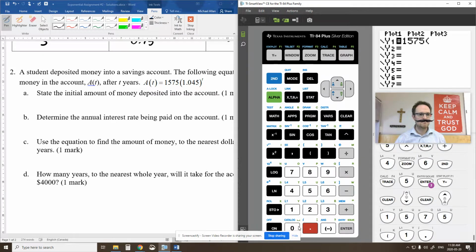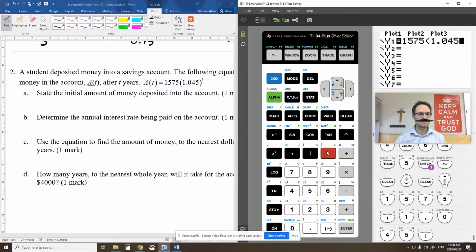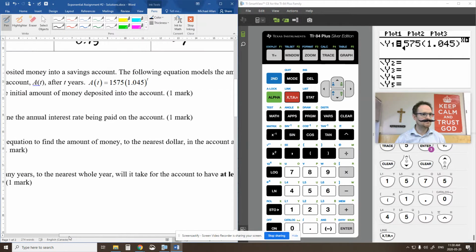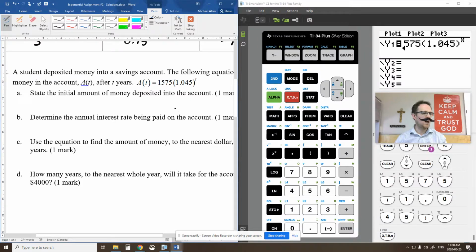And the money is increasing by a specific amount each t interval. Okay, so I'm assuming the t interval is time, years, t is in years. Okay, so the initial amount of money that this person put in the bank account is $1,575, because that's when t was equal to 0, which is the y-intercept, right? So that's going to be useful.